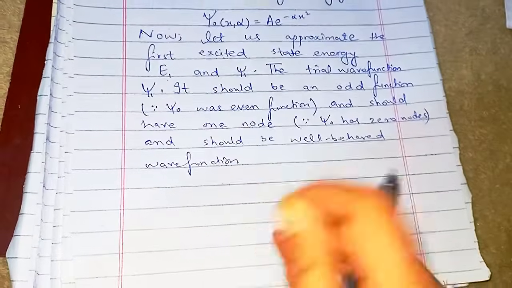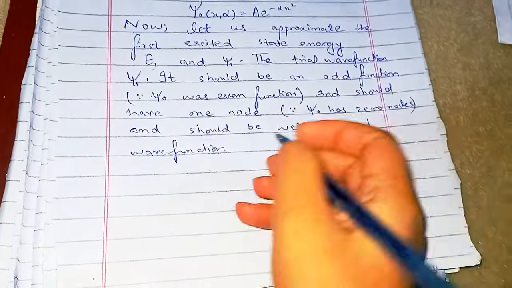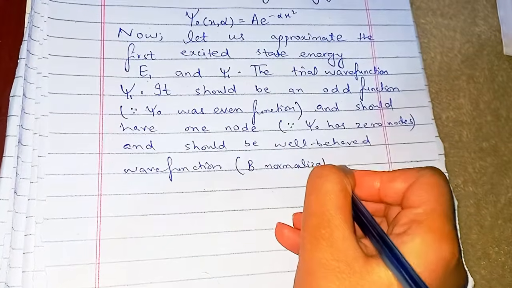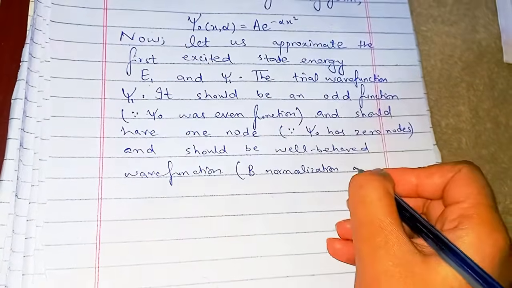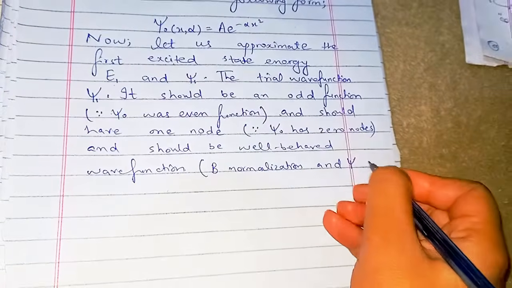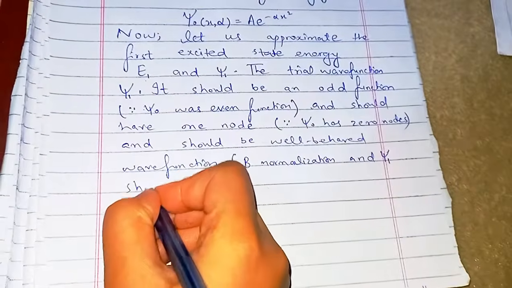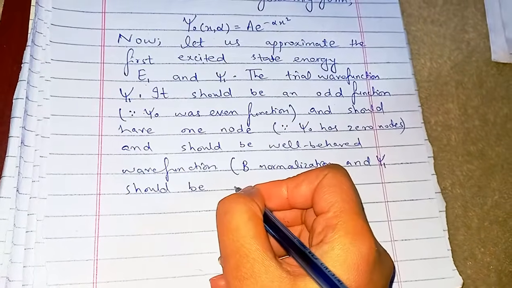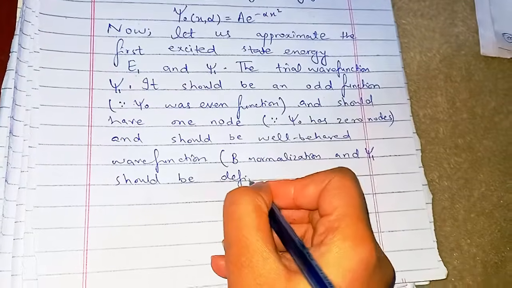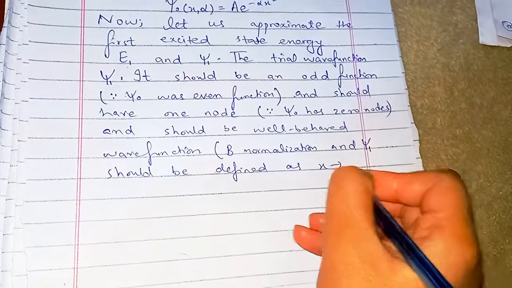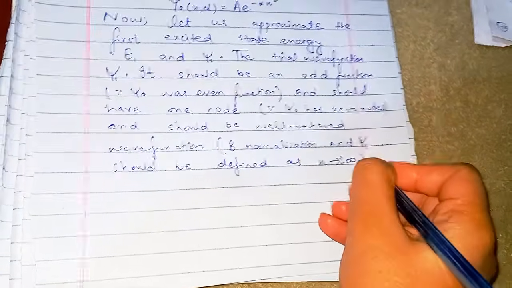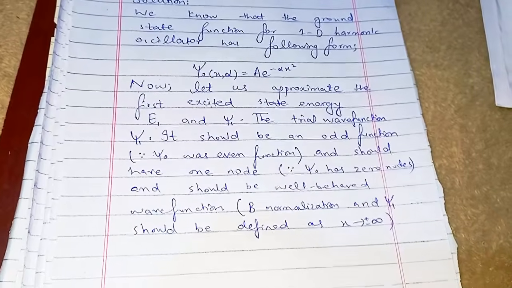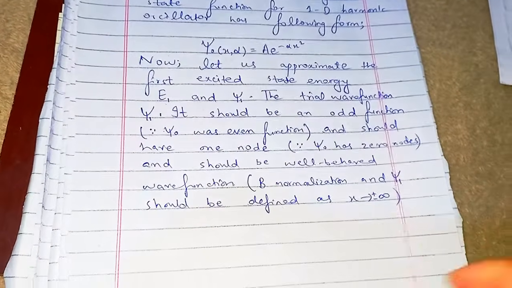And one of the properties of a well behaved wave function is that they have some normalization constant, B, and psi 1 should be defined as x approaches plus or minus infinity. Okay, these are all things that we keep in mind while devising a trial wave function for the first excited state.